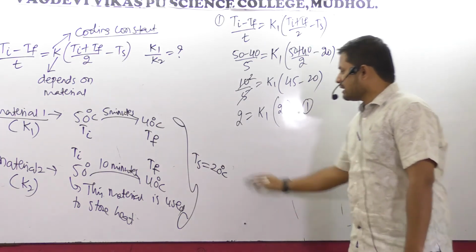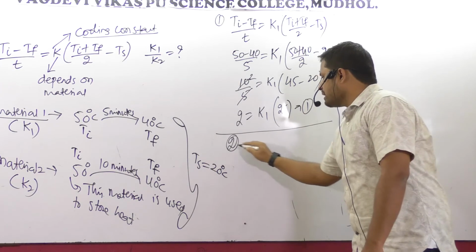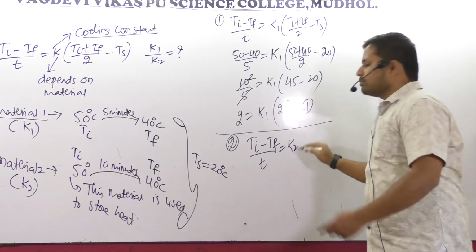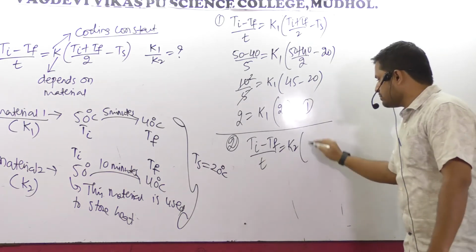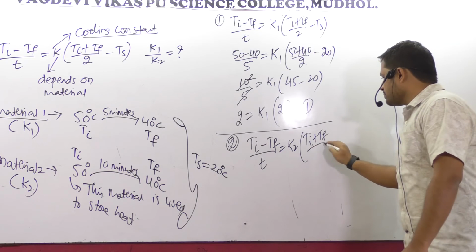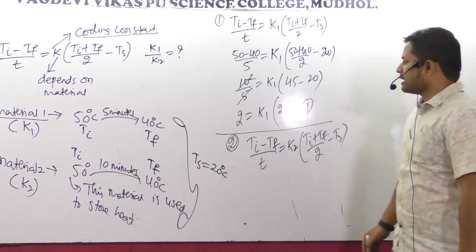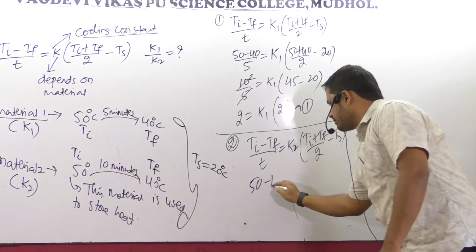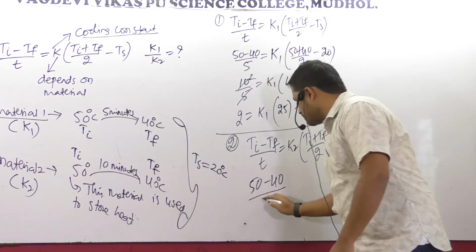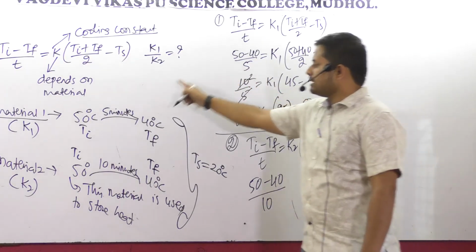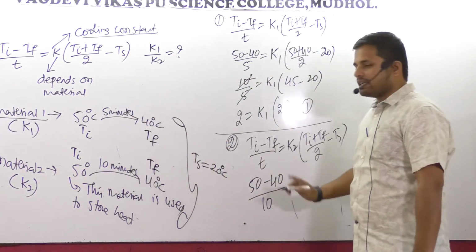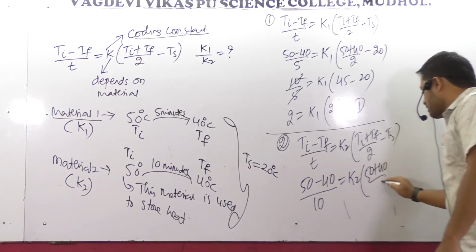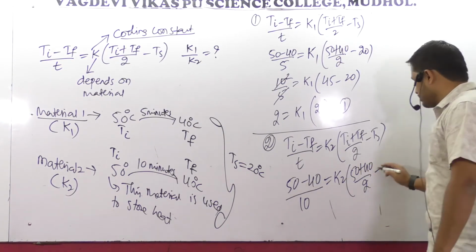Let us look at the second case. In the second case also the formula will remain the same. What is that? Ti minus Tf divided by T is equal to K2. This K2 is different because the material is different. So K2 bracket Ti plus Tf divided by 2 minus Ts. In the second case, again 50 to 40 is there. 50 minus 40 divided by, this time it is going to be 10 minutes. Initially it was 5 minutes for the first case, for the second case it is going to be 10 minutes. So that is equal to K2 bracket, again 50 plus 40 divided by 2 minus Ts, which is going to be 20.